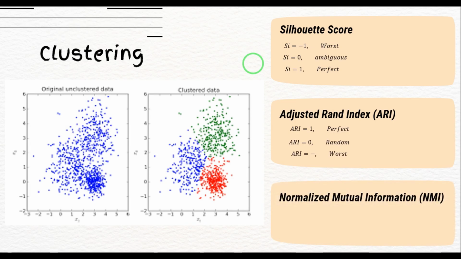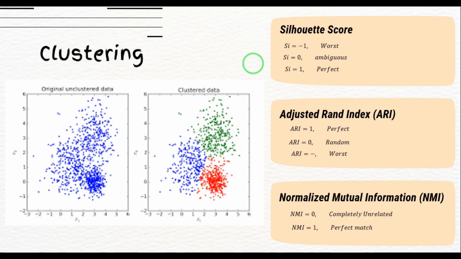And the last one is normalized mutual information, or NMI. It's also an external metric, and it uses information theory to measure how much information the predicted clusters share with the true labels. NMI ranges from 0 to 1, with 0 showing no shared information, completely unrelated, and 1 showing a perfect match.